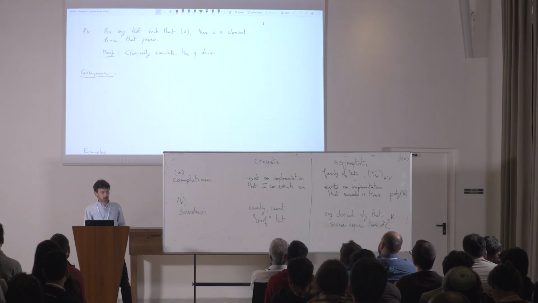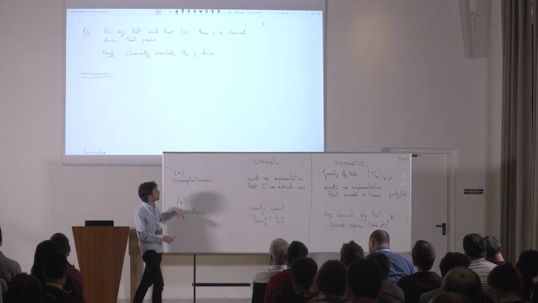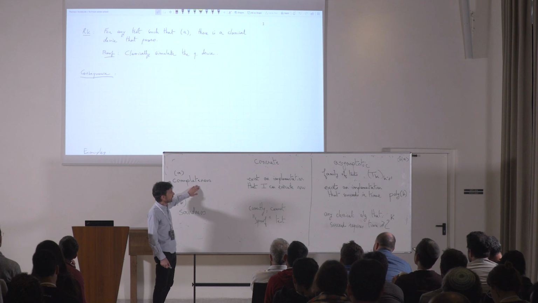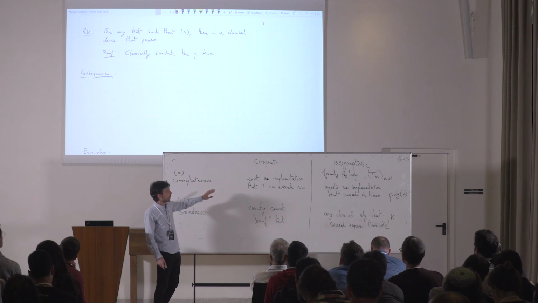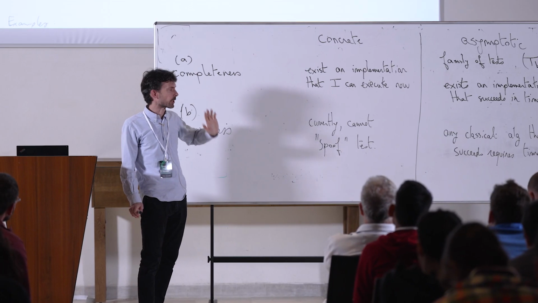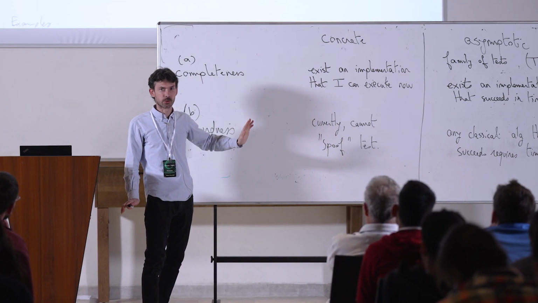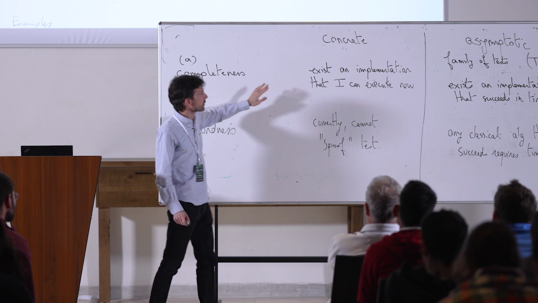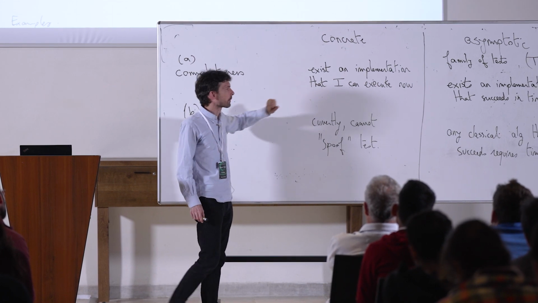I just want to make a comment. A comment is that part A implies that there exists some behavior that succeeds in my test. The test specifies inputs and outputs, and there is a way to succeed in that test because there is a quantum device that succeeds in it.